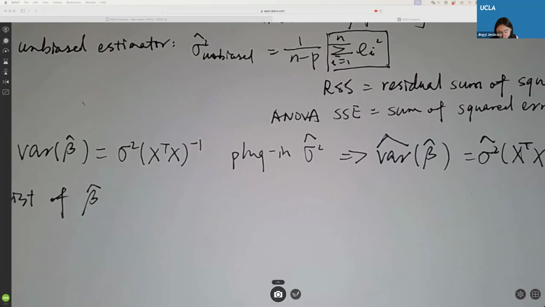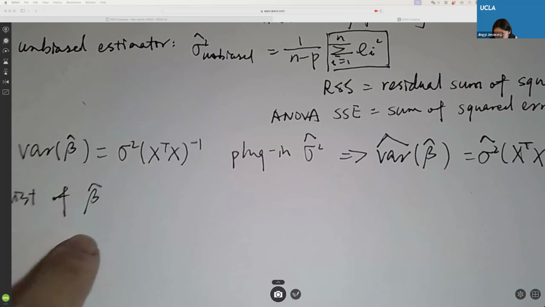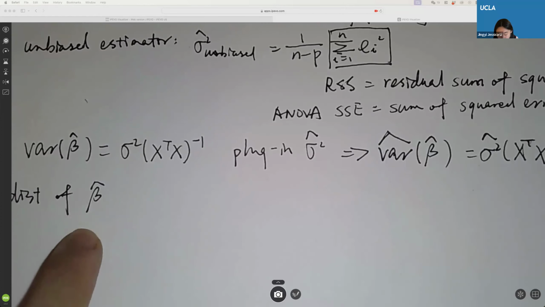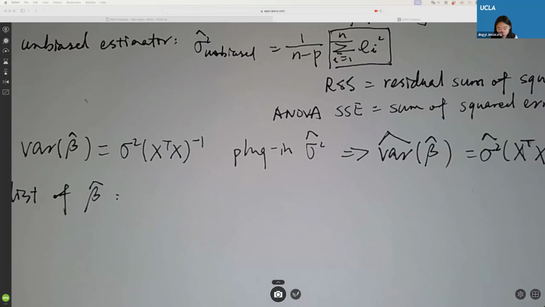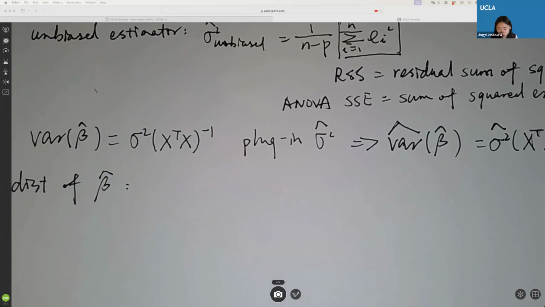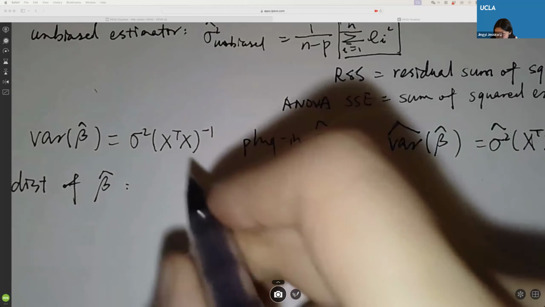I apologize for the delay in the beginning due to the technology I didn't figure out. But I will say that as an ending here, I hope to say we have a very good asymptotic distribution for this beta hat coefficient estimate vector.